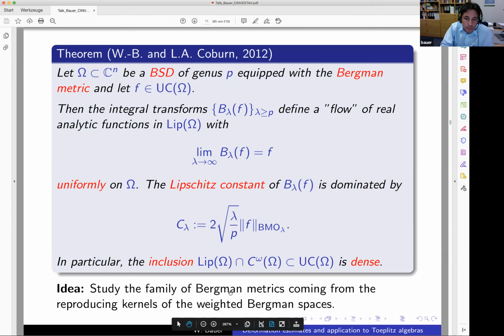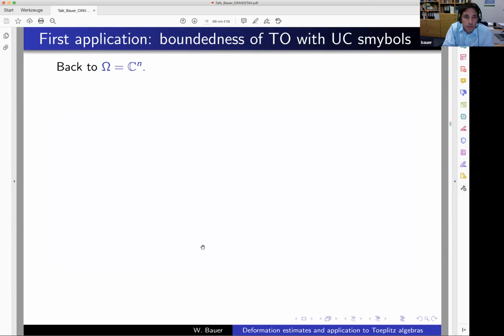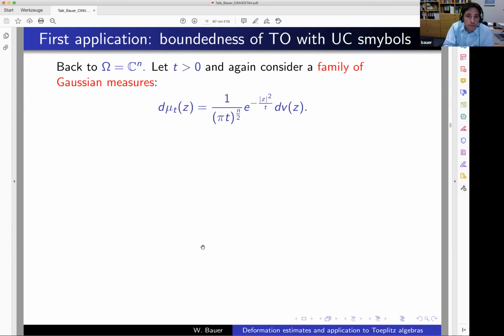You replace the Euclidean distance by the Bergman metric, and you look at the standard weighted Bergman spaces and replace the heat transform by the corresponding Berezin transforms. Okay, so I want to use this in the case of the ball later on, and that will play some role. So let me give you some kind of simple application of this in the case of the Fock space, which also generalizes to the ball and bounded symmetric domains.